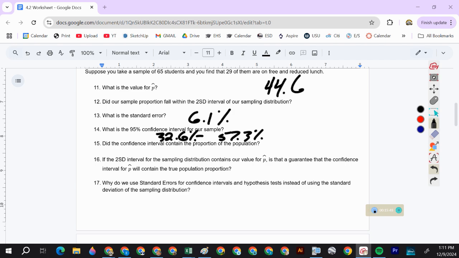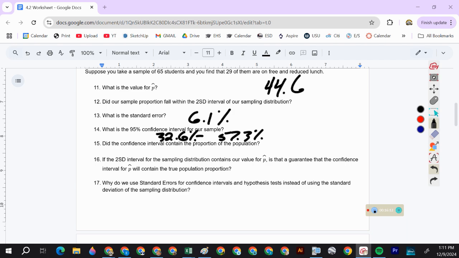So 16. If the 2 standard deviation interval for the sampling distribution covers our value for p hat, is that a guarantee that the confidence interval for p hat will contain the true proportion? No. Why not? Okay, there's no guarantees in stats. We don't ever guarantee anything. But that's not why. It would make sense, right?